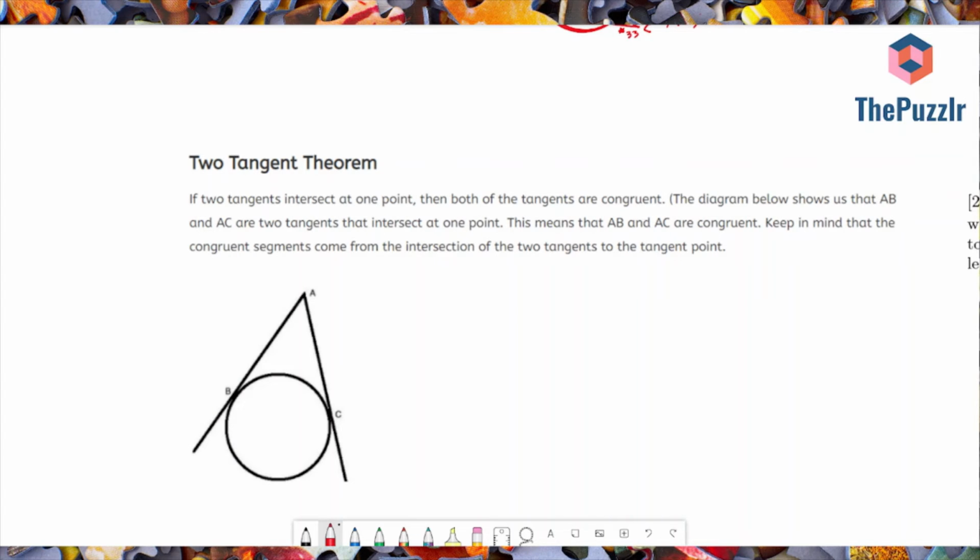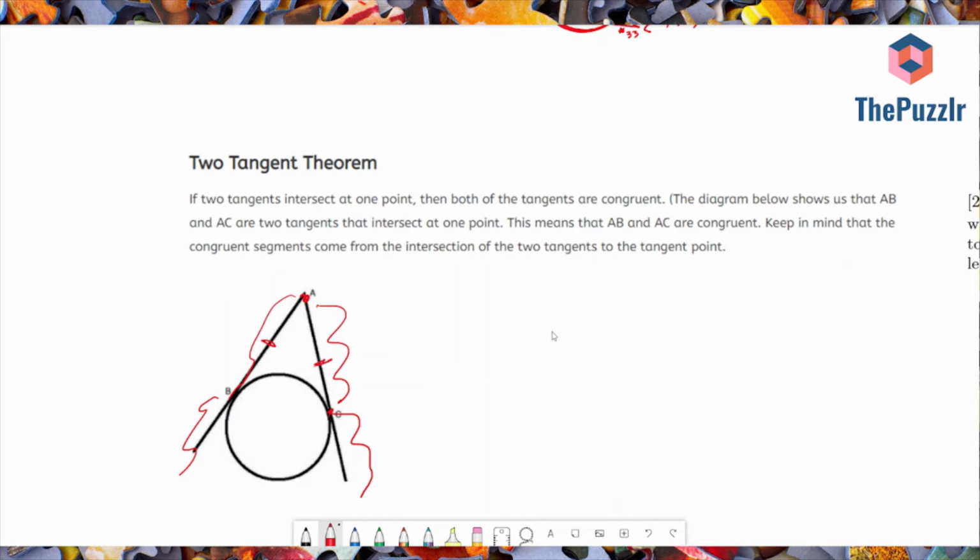Next up, we have the two-tangent theorem. If two tangents intersect at one point, then both of the tangents are congruent. The diagram below shows us that AB and AC are two tangents that intersect at one point, right here, A. This means that AB and AC are congruent. Keep in mind that the congruent segments come from the intersection of the two tangents to the tangent point. So AB and AC, not C and something else and B and something else.